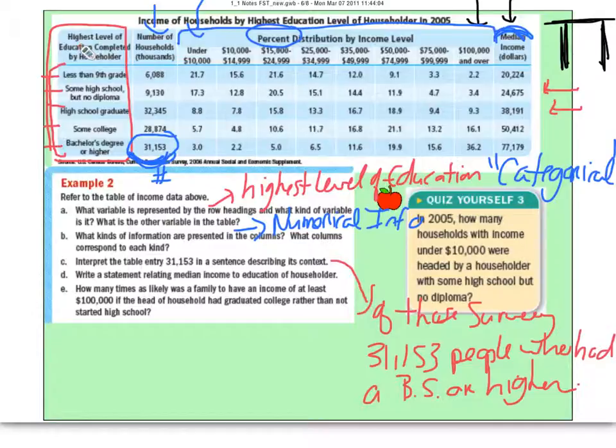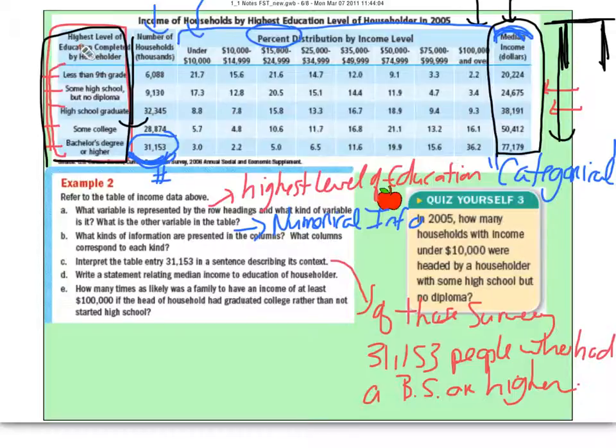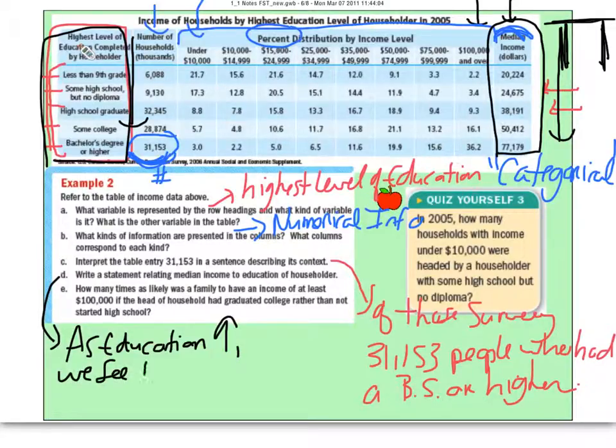Okay, part D, write a statement relating median income to the education of householders. So our median income is over here, and we're going to look at it in relation to the education. So as the education changes, what do we see happening to the median income? Well, what I would say for letter D is as education increases, we see median income also go up or increase.